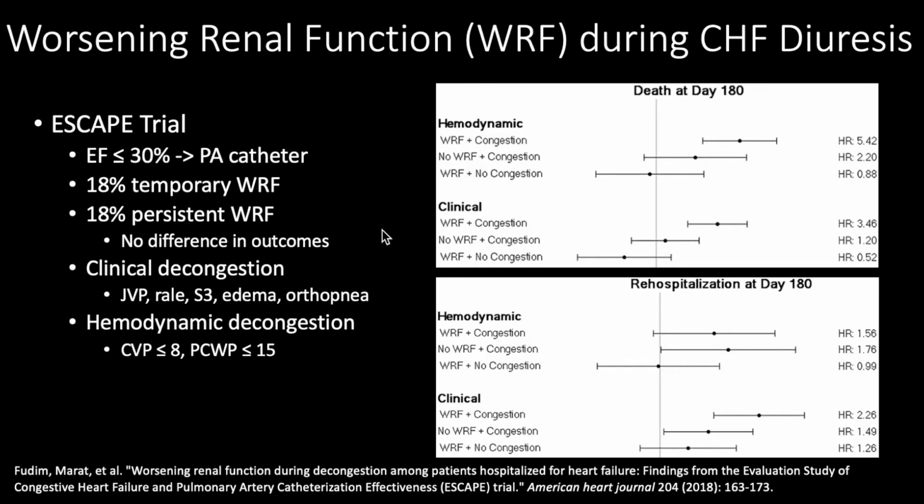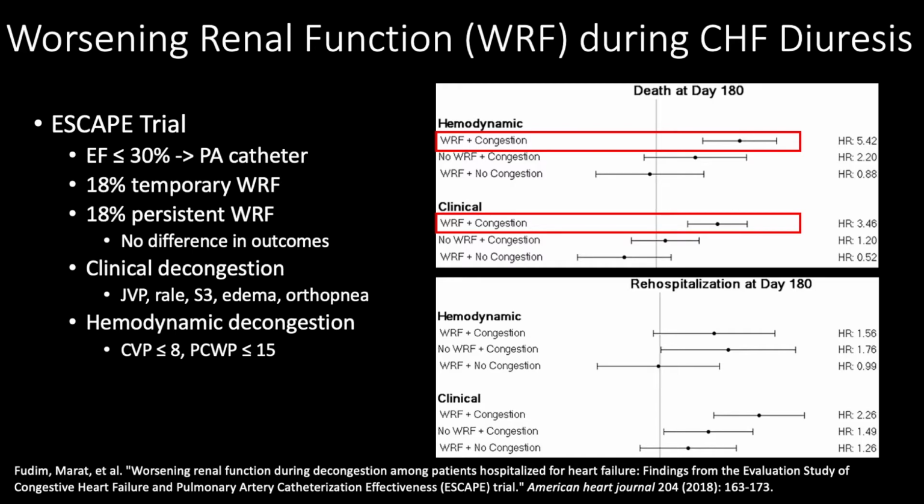The great thing about this trial is they also documented who went home with clinical congestion. So at the day of discharge, did they have elevated jugular venous pressure, crackles on exam, S3, lower extremity edema, or orthopnea? And on the day of discharge, did they go home with a normal central venous pressure and a normal pulmonary capillary wedge pressure? And when we look at death at 180 days, the patients that did worse were the patients with worsening renal function and congestion who were sent home. So if your creatinine was rising and you were wet, you were much more likely to die, whether it was clinical or through the pulmonary artery catheter measurements.